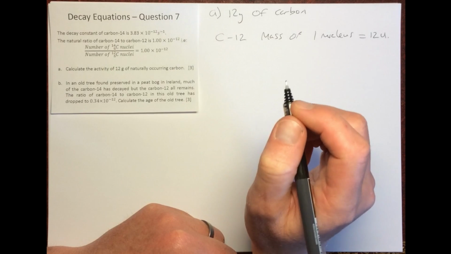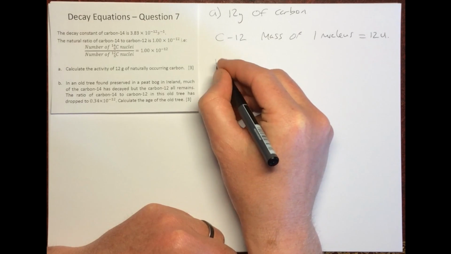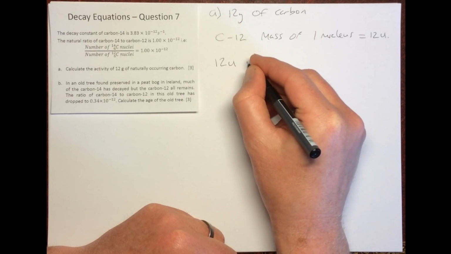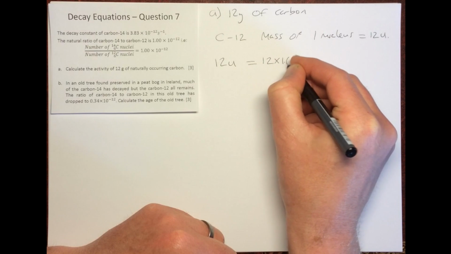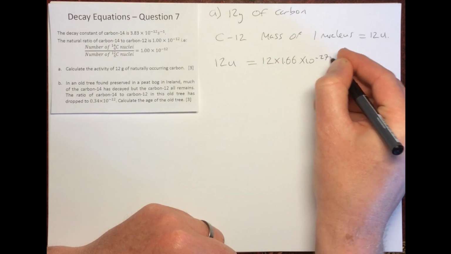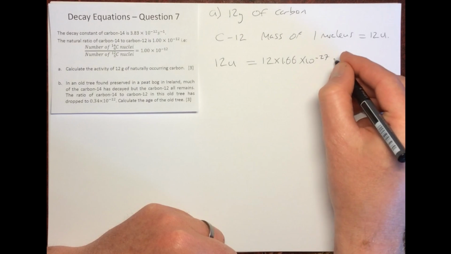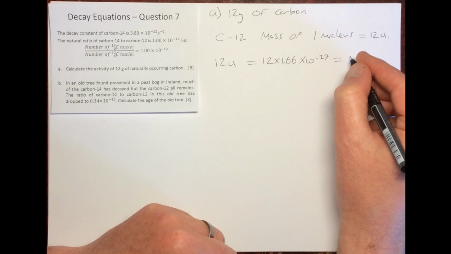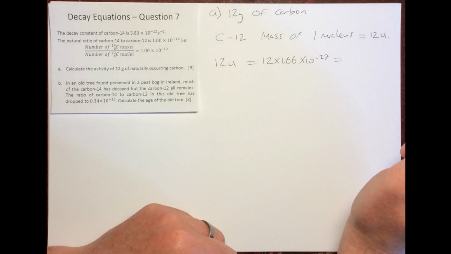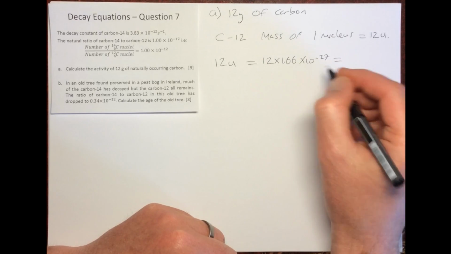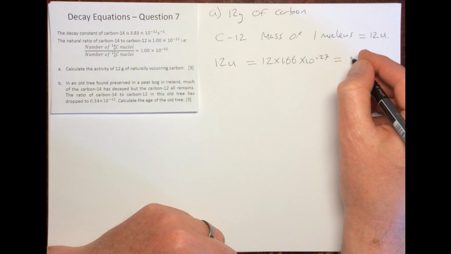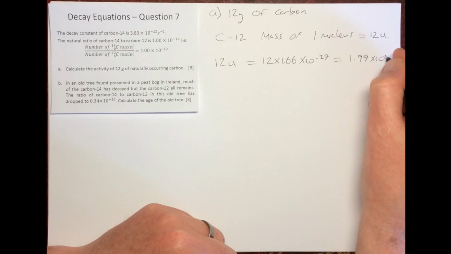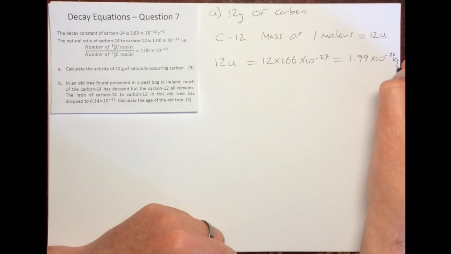Because it's carbon 12, the mass of one nucleus is 12 unified atomic mass units. To calculate the mass of one nucleus, all we need to do is convert that into kilograms. To do that, we multiply by 1.66 times 10 to the minus 27, because that is the mass of one unified atomic mass unit in kilograms. So 12 times that gives us 1.99 times 10 to the minus 26 kilograms.